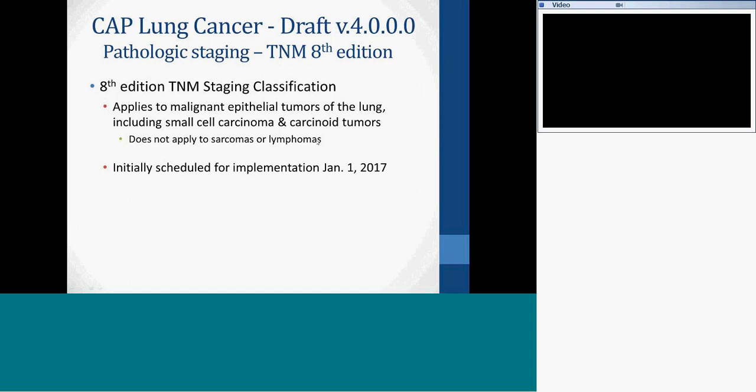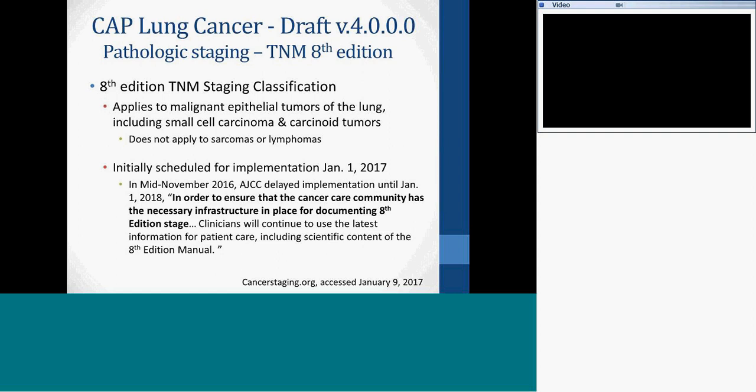Previously, the 8th edition was initially scheduled for implementation January 1st of this year. However, in mid-November, the AJCC put out a statement saying that implementation was going to be delayed until January 1st, 2018, in order to ensure that the cancer care community has the necessary infrastructure for documenting 8th edition stage. However, they also did say that clinicians will continue to use the latest information for patient care, including the scientific content of the 8th edition manual.